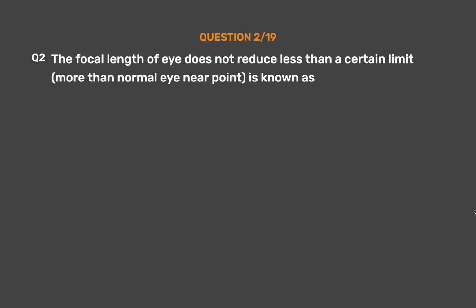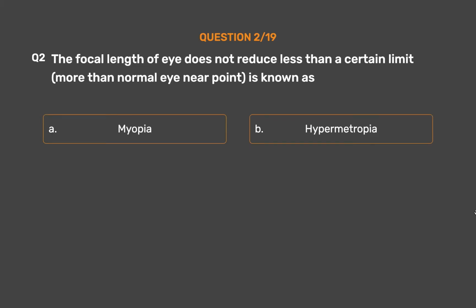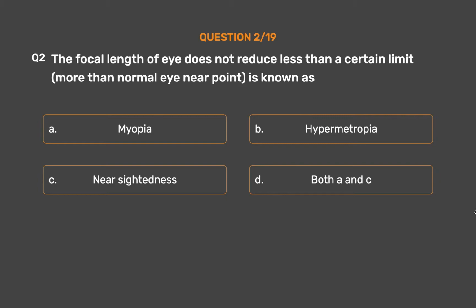Question number 2. The focal length of the eye does not reduce less than a certain limit, more than a normal eye near point, is known as Option A. Myopia. Option B. Hypermetropia. Option C. Nearsightedness. Option D. Both A and C.